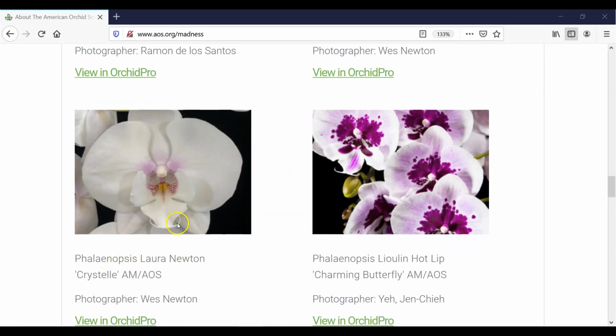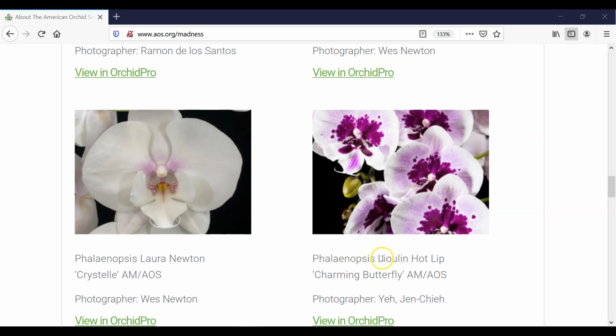Phalaenopsis Laura Newton Christelle. It is a very pretty flower, but I think it looks so traditional, and right now those little species looking ones, the waxy ones, seem to be a lot more in, as it were. Anyway, I still think it's very pretty.